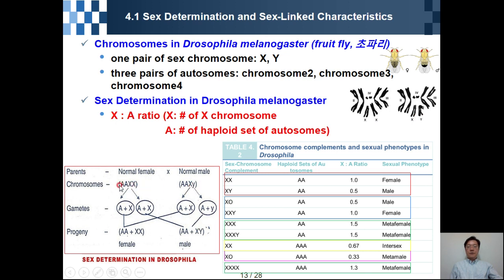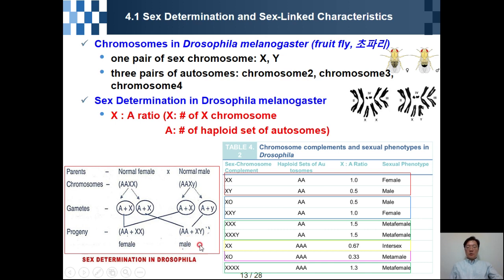For example, AA means autosome. They have three pairs of autosome. So AA and XX, their gamete, the 배우자, will have A plus X and A plus X, and in these cases they will have A plus X and A plus Y. So when this one and this one are fertilized, they will make the female, and when this one and this one are fertilized, they will make the male.